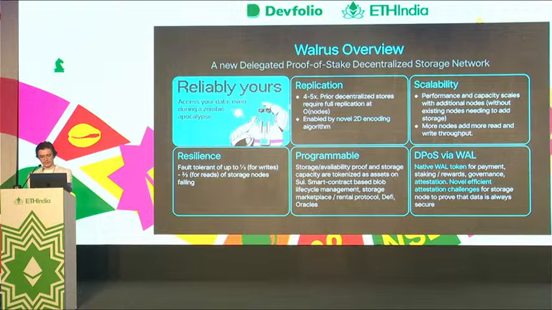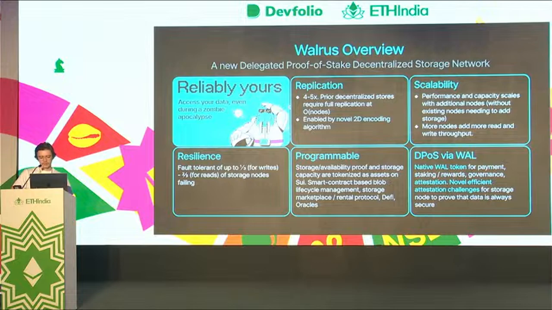In addition to this, Walrus is also very programmable. Walrus uses the SWI blockchain as the coordination layer for Walrus, and I'll go into detail about this later. But what this means is that storage capacity is now tokenized as an asset and is on-chain to be used in smart contracts. So this opens up a whole bunch of opportunities there. And in addition to the typical delegated proof-of-stake mechanisms, we also have novel algorithms used to attest the nodes. The nodes can constantly challenge each other to make sure the data stored on Walrus is secure and accurate.